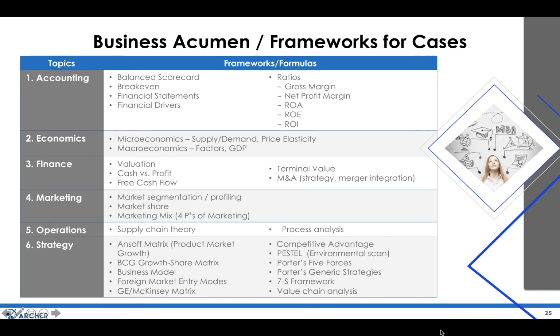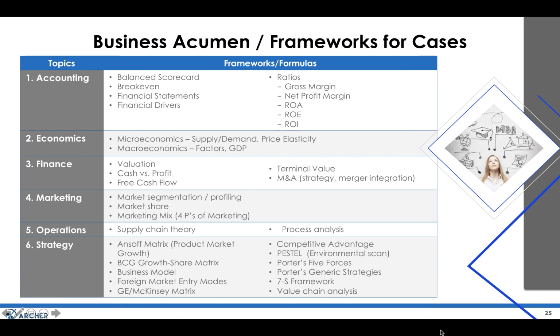In the same spirit, there's also a number of areas of business acumen that you want to be developing based on, again, your profile, what level you're at, what the role is that you're going to be looking at. But some areas to drive your focus. One has to do with accounting.